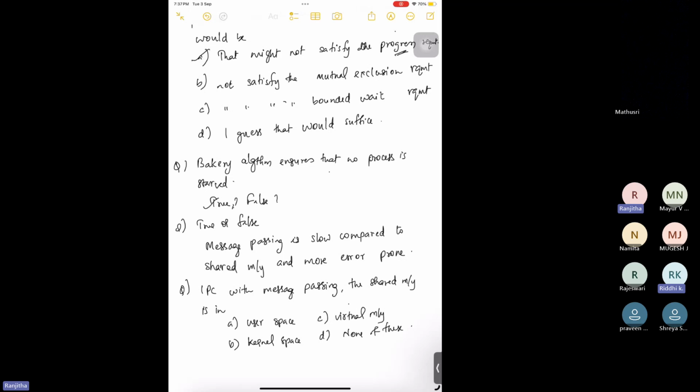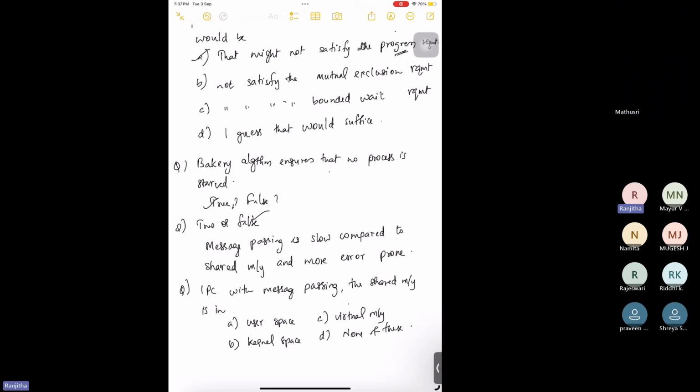So one part of the statement is true and the other part is false. So the statement is false, correct? See, message passing is slow when compared to shared memory, but it is not error prone. Okay, so this is false.